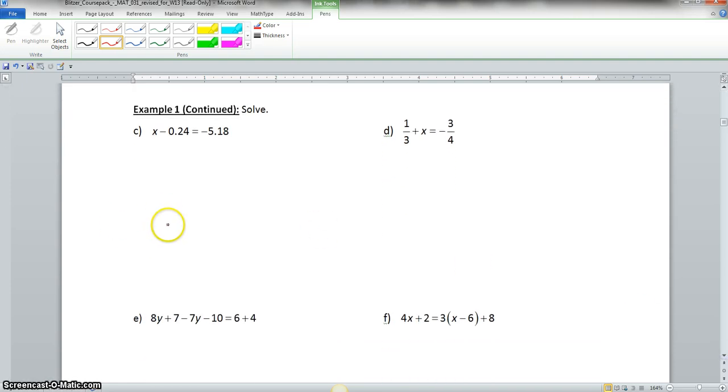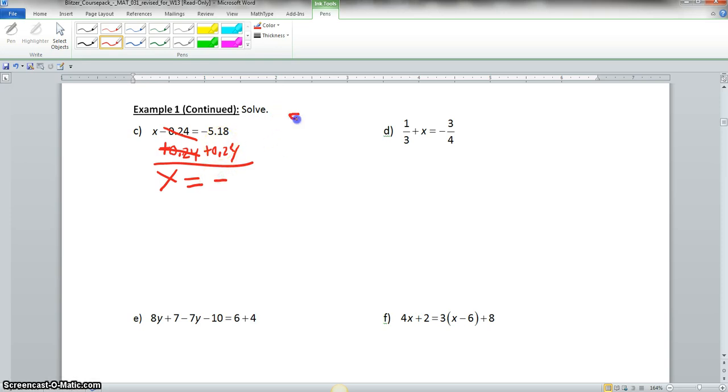Now, we scroll down here to the next page. Now we look here at c. We have x minus 0.24 is equal to a negative 5.18. Since this 0.24 is subtracted from x, we will add 0.24 to both sides to get the x by itself. Now we will have x, these 0.24s will simplify out. And now we have a negative 5.18 plus 0.24. We know that this number is furthest away from 0, so we know our answer is going to be negative.